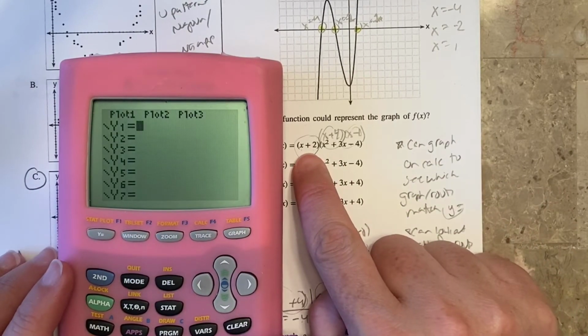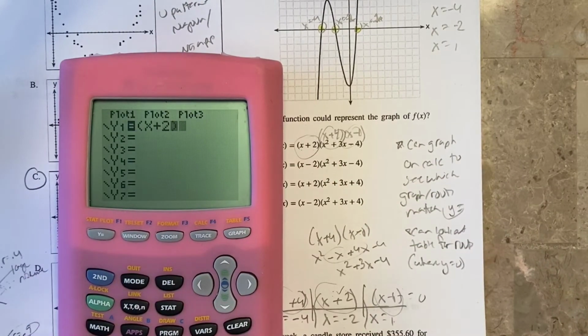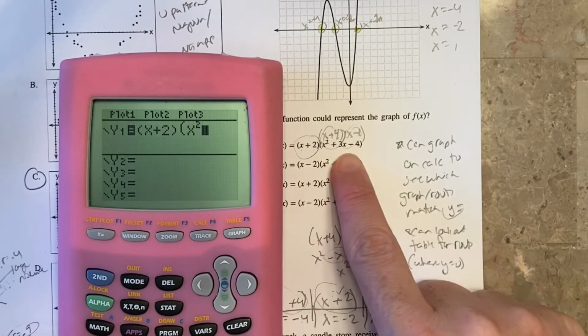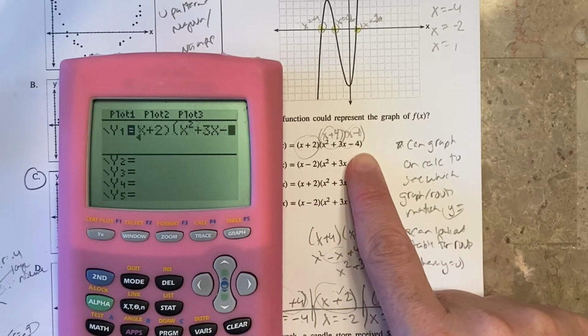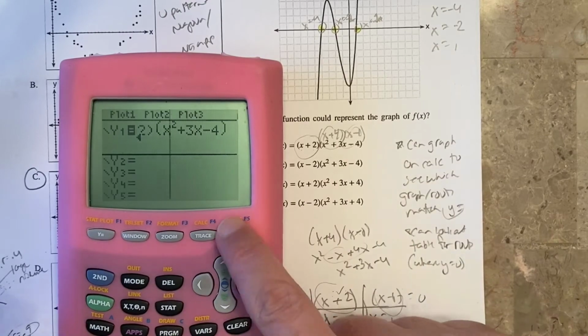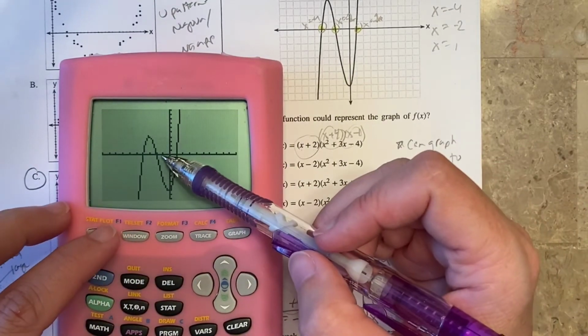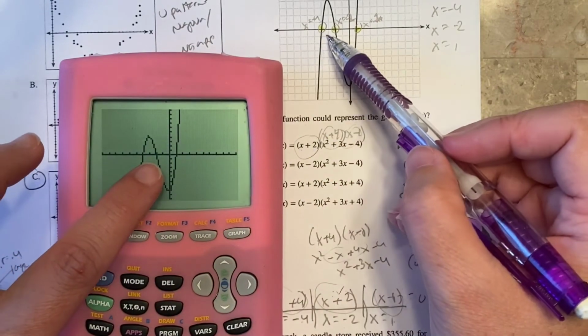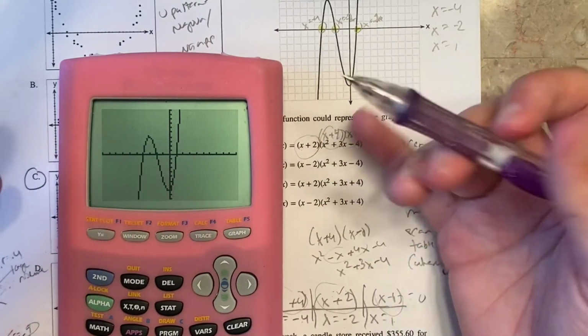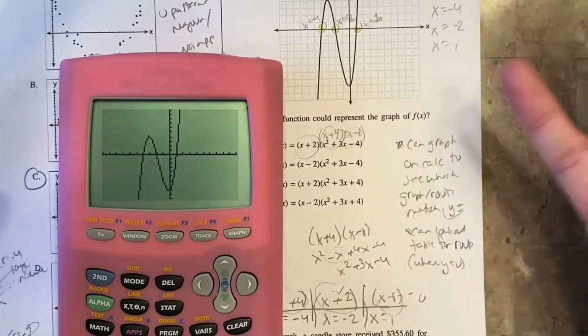Okay, so let's put in our answer. So we're going to put in x plus 2 and then x squared plus 3x minus 4. And let's do the graphing first. So if you graph it, definitely see that matches, right? So we have 1, 2, 3, 4. So -4, -2, and 1. Those are all the correct roots. So that would have been how you got your answer right away.